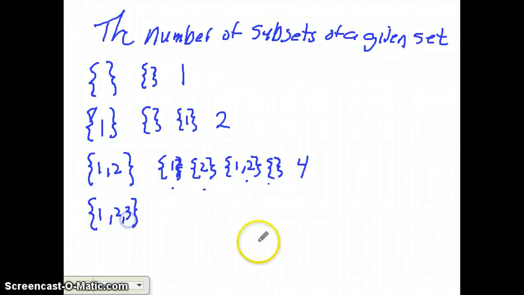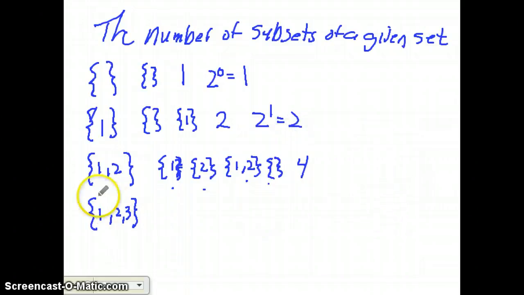Now, do y'all want to guess how many subsets there are with the numbers 1, 2, and 3? You want to guess? Well, watch this. There's no elements in there. 2 to the 0 is just 1. There's only one element there. 2 to the 1 is 2. There's 2 elements in here. 2 to the 2. What's 2 to the 2?